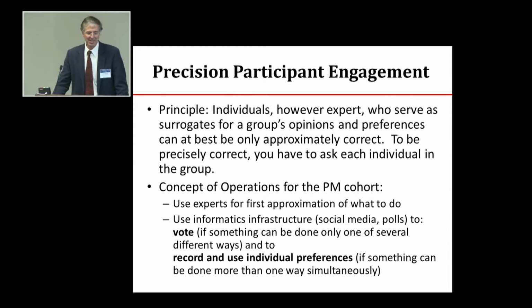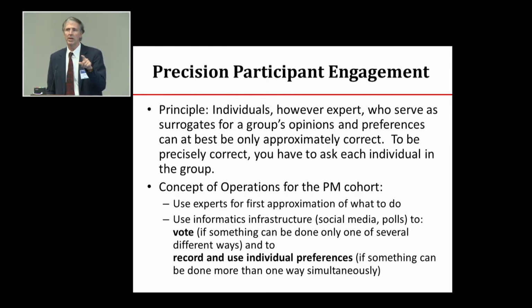But it's based on the principle that individuals, however expert, who serve as a surrogate for a group's opinions and preferences, at best, can only be approximately correct, right? So Francis asked yesterday, well, if we have representatives for disease advocacy or whatever it is, how do we know we have the right group of representatives? So at best, any person trying to aggregate and sum and represent other people is only going to be approximately correct. So to be precisely correct, you have to ask each individual in the group, right?